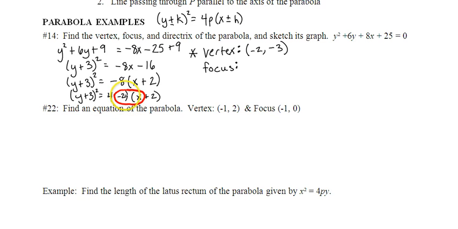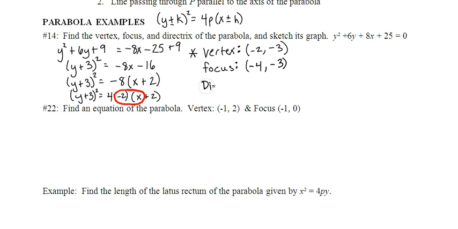So when I have to find my focus, I know that p-value is negative 2, so it has to change by negative 2, but it's the x that changes because that's the variable it's closest to. So if my focus has to change by negative 2, and I'm at negative 2, that makes it negative 4. The y does not change at all. So our focus then is negative 4, 3.